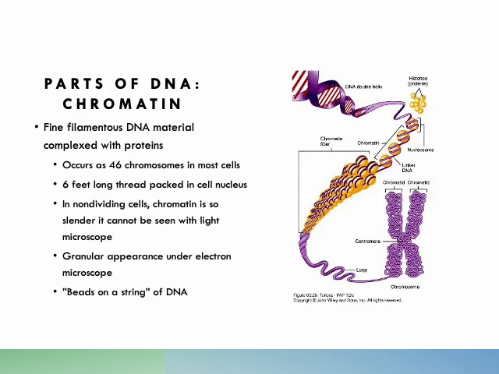So another part of DNA is chromatin. Chromatin is a fine filament-like DNA that has proteins embedded in it. There are 46 chromosomes in most cells. They're about 6 feet long. And in non-dividing cells, so cells that do not undergo mitosis or cell division, they're really, really small, and you can't really see them with a light microscope. They move around a lot.